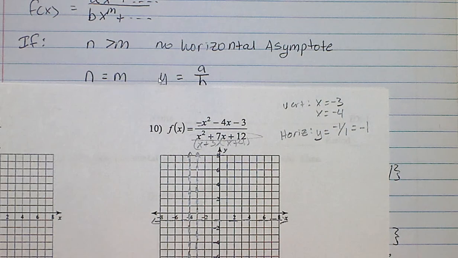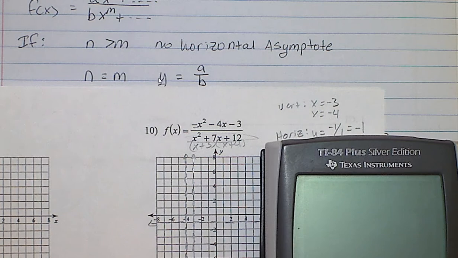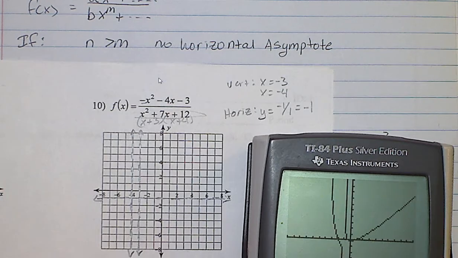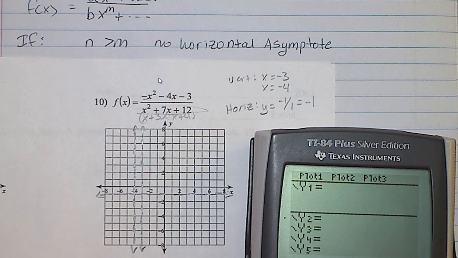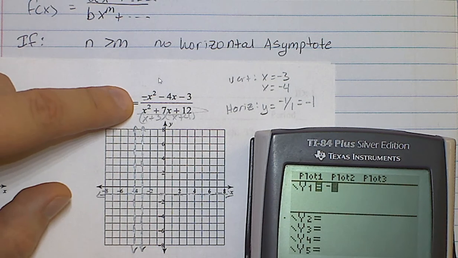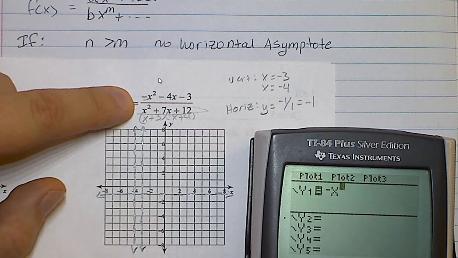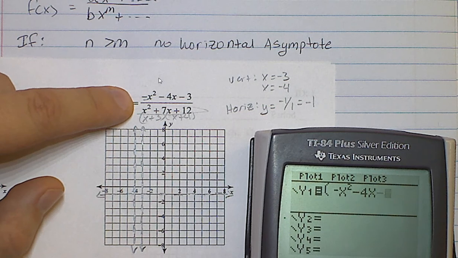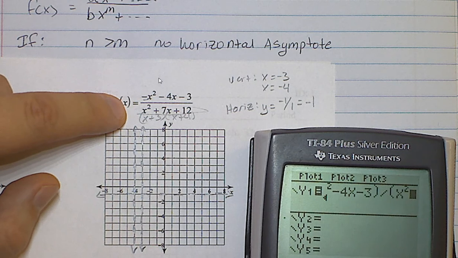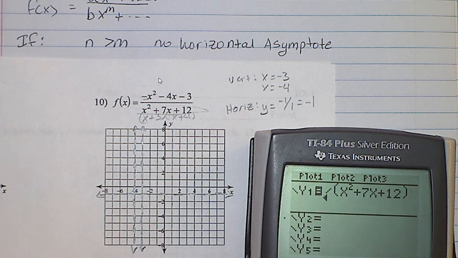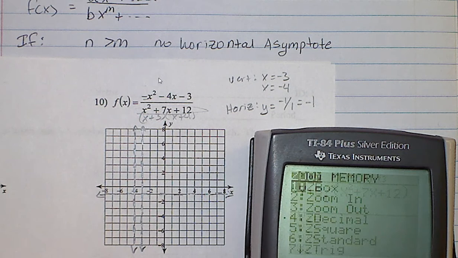Okay. Now, to help me out, I'm going to use my calculator. I'm going to type all of this in. So I'm going to do -x squared, in parentheses, minus 4x minus 3, close parentheses, divided by, open parentheses, x squared plus 7x plus 12, close parentheses. I think I had my window at a weird setting last time, so I'm going to hit zoom 6 before I graph it to bring it back to something normal.